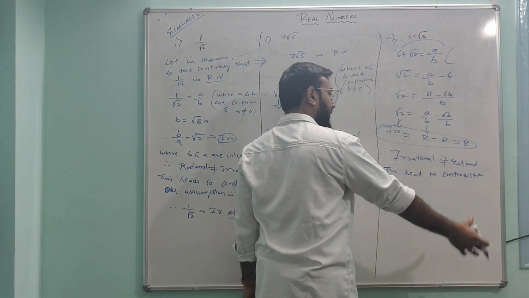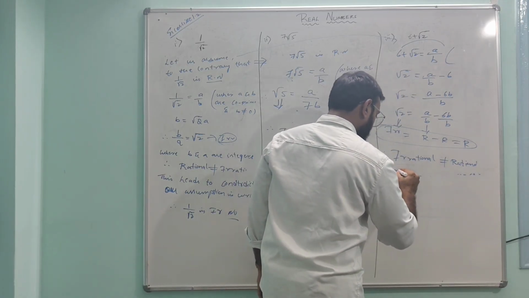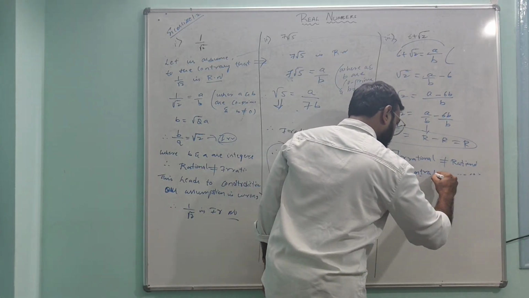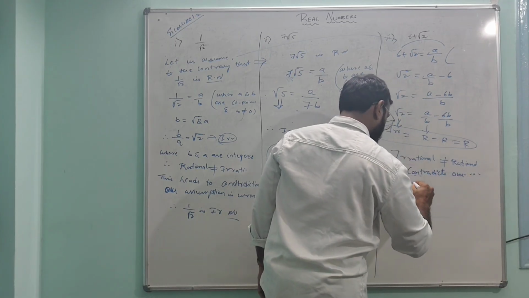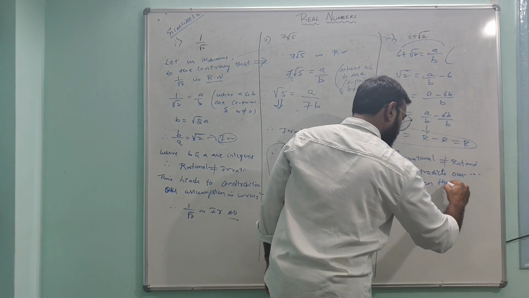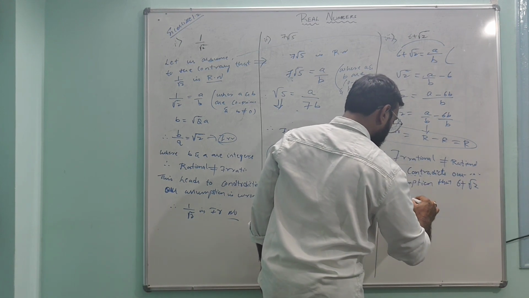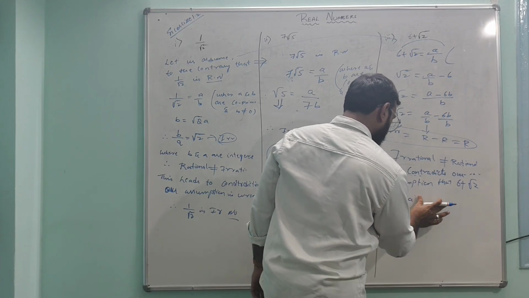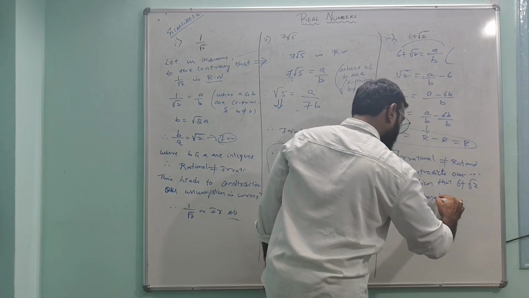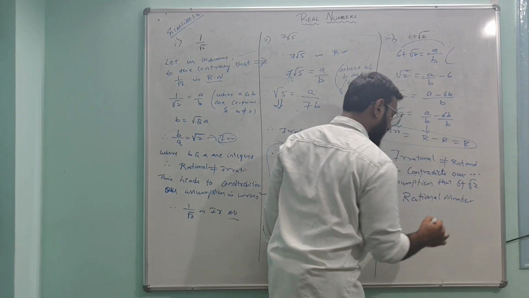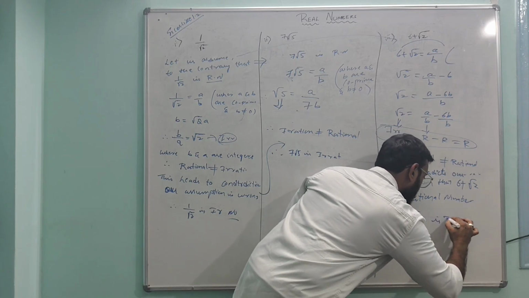Or you can tell this contradicts our assumption. This contradicts our assumption that 6 plus root 2 is a rational number. Therefore, 6 plus root 2 is irrational.